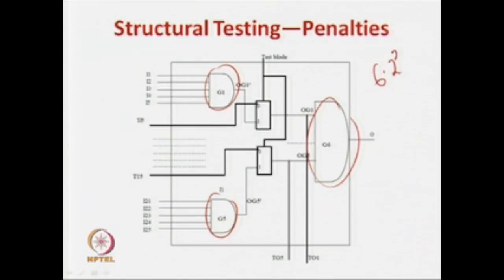and you have to apply only 6 into 2 to the power 5 test vectors, which is much less than 2 to the power 25 test vectors, and the accuracy is 99.9% plus, which has been seen through history and statistics. But then what do you have to pay?